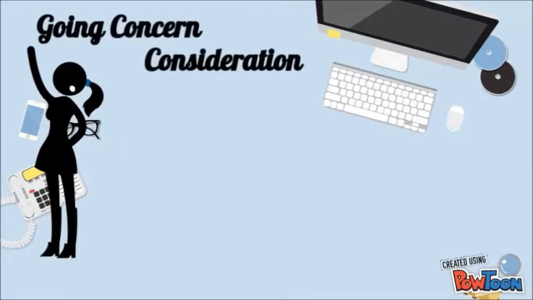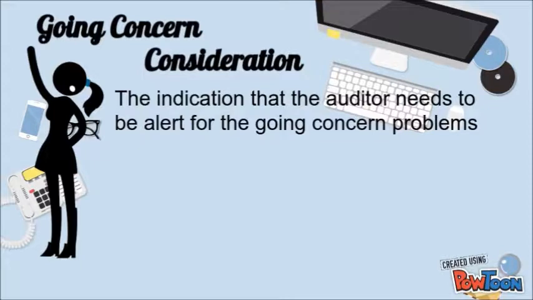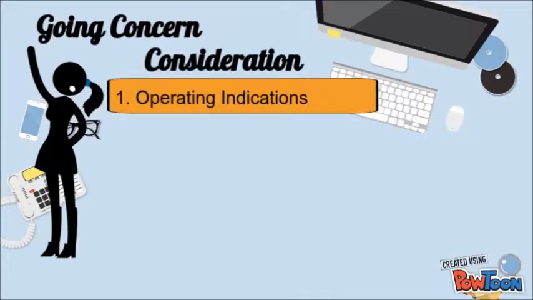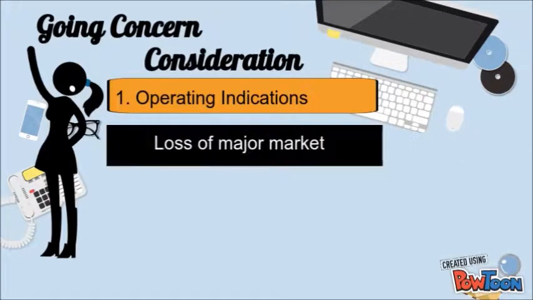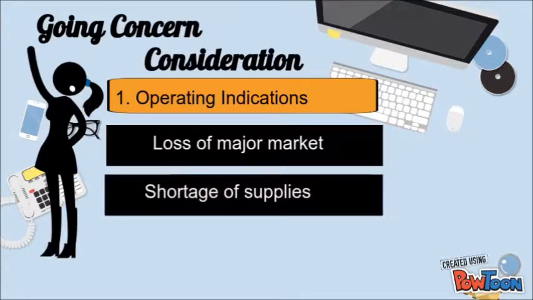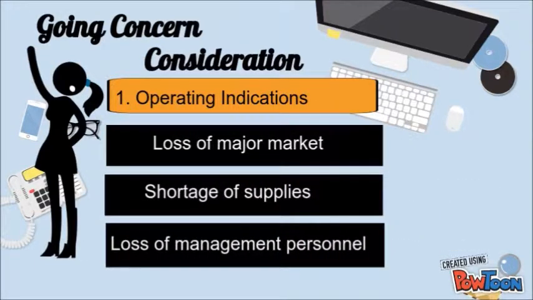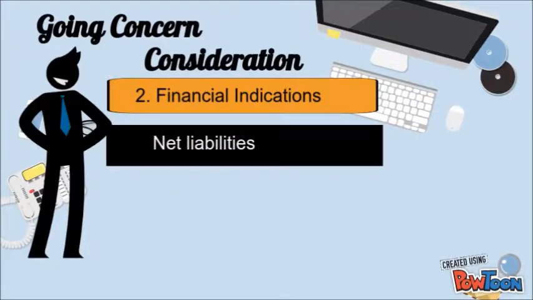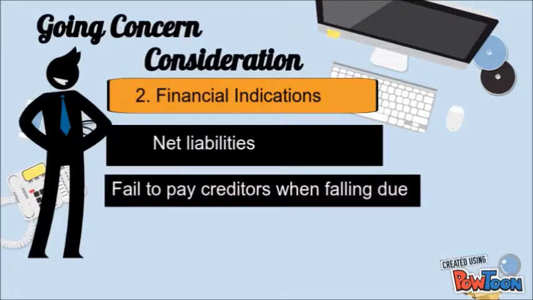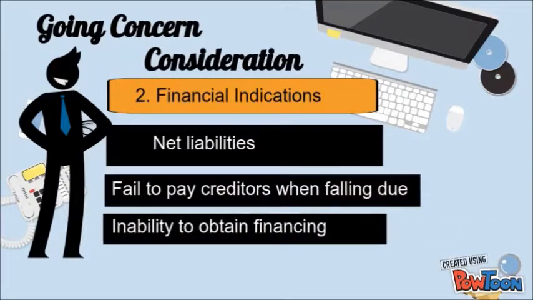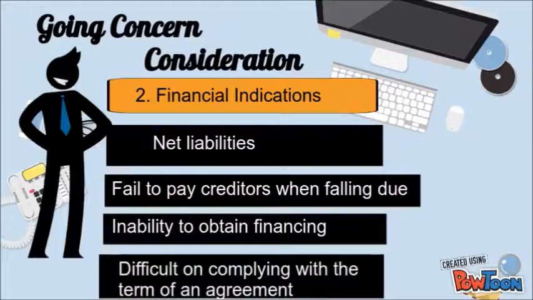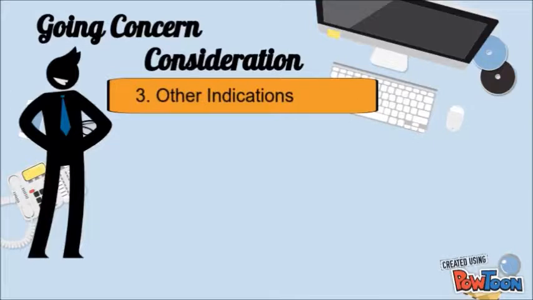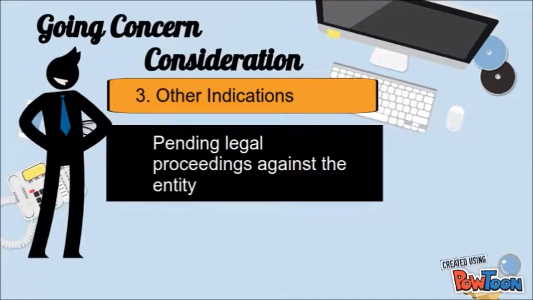Going concern consideration. The indications that the auditor needs to be alert for regarding going concern problems. 1. Operating indications. For example, loss of a major market, shortage of supplies and loss of management personnel. 2. Financial indications. For example, net liabilities, failure to pay creditors when falling due, inability to obtain financing and difficulty in complying with the terms of an agreement. 3. Other indications. For example, pending legal proceedings against the entity.